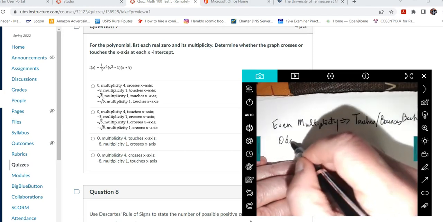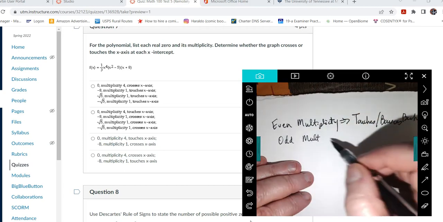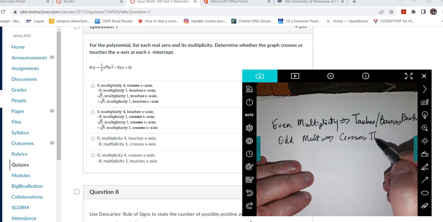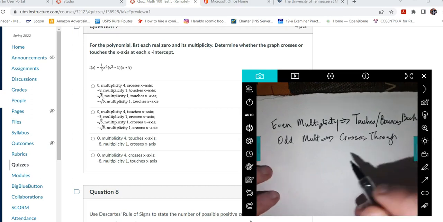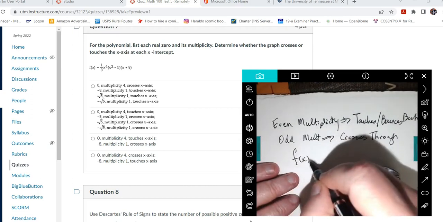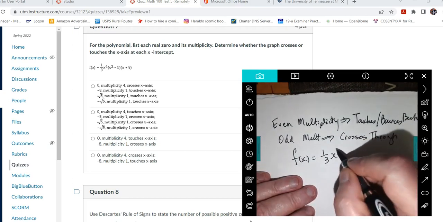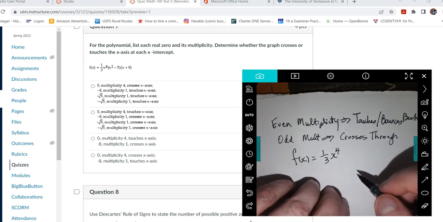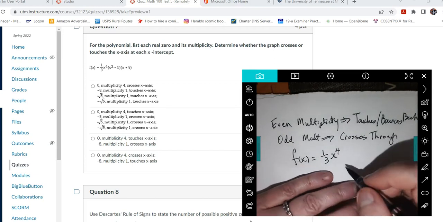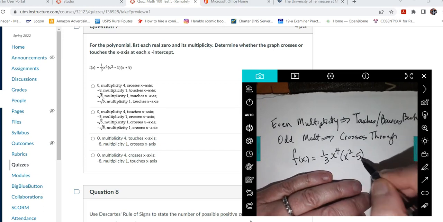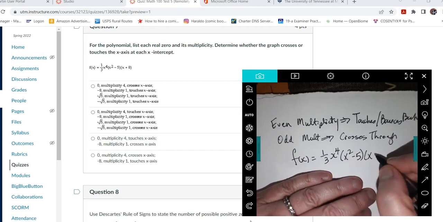If we have odd multiplicity, then the graph crosses through. Okay, so f of x is equal to 1/3 times x to the 4th, and they want you to list the zeros, okay, and x squared minus 5, and x plus 8.